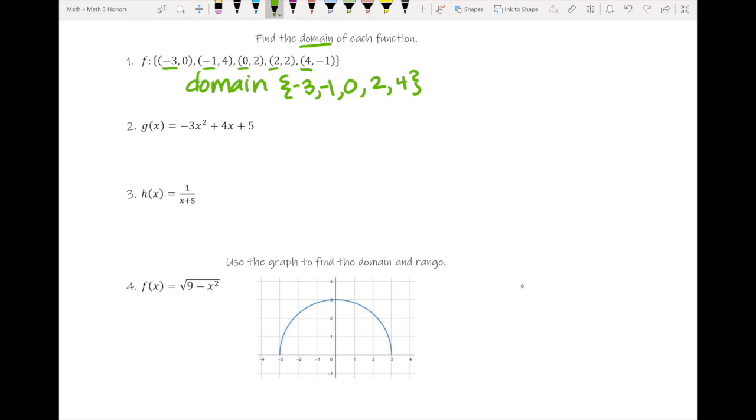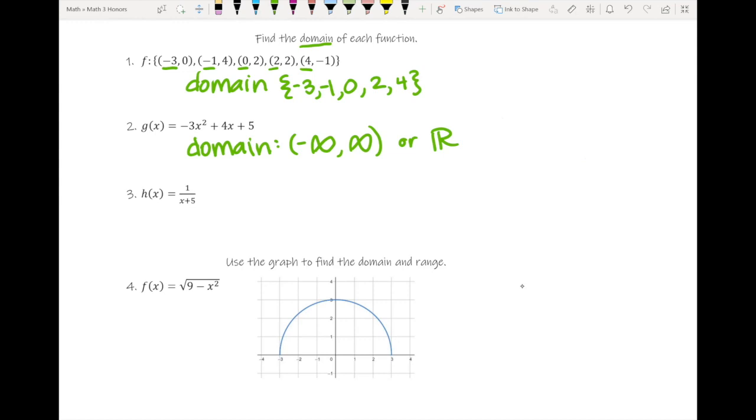Number 2, this g of x function, because I see that this is a parabola, I don't care if it's facing up or down, any of the parabolas have a domain of all real numbers. And you can either write that -infinity to infinity, or you can put the symbol all real numbers. Algebraically, that means that I can really plug in any number I want into this.